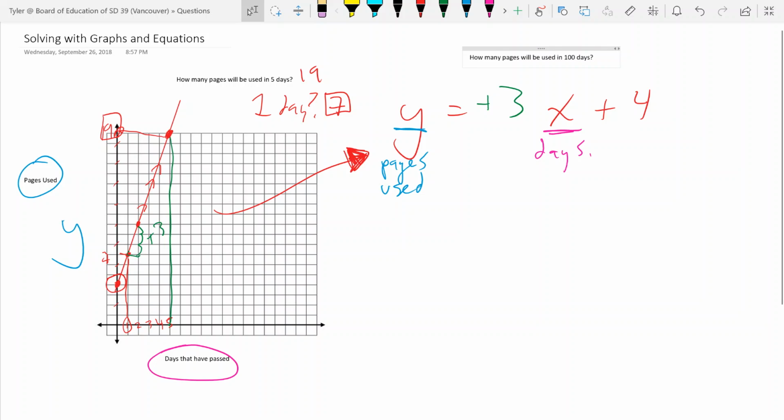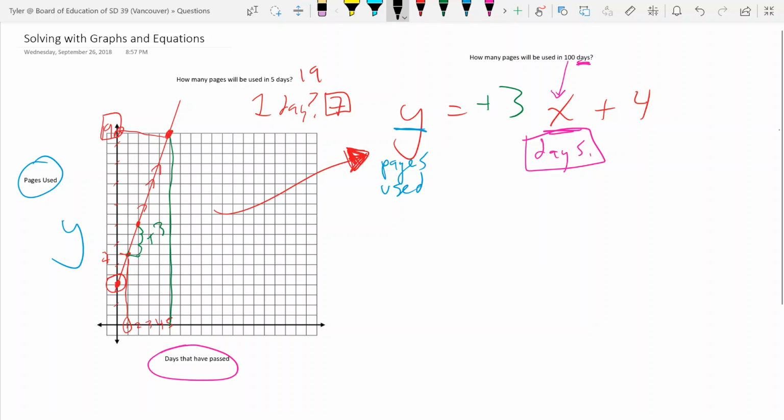So if we get a question like, let's say, how many pages will be used in 100 days, this graph is going to be really hard to use because we'd have to go all the way to 100 and it's going to go way off the page. This equation makes it really quick. We just have to realize, okay, where does that 100 go? The clue is it says 100 days. So this 100 is either going to be the x or the y. It's 100 days and x was days. So I'm going to replace the x with that 100.